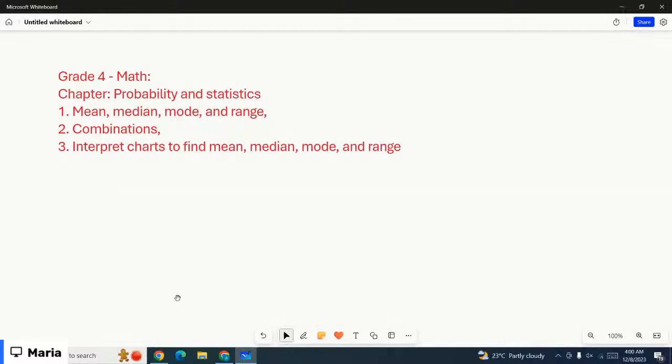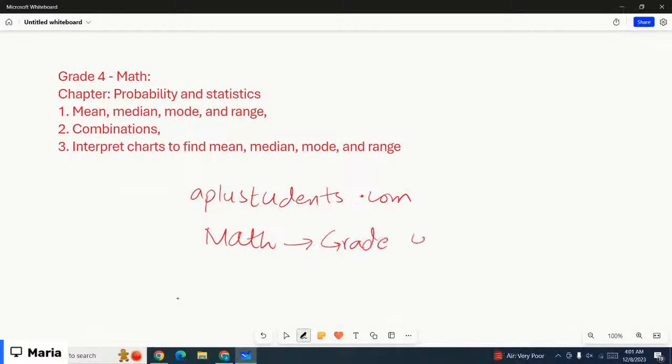We are here for grade 4 math. You can find all the lessons on aplusstudents.com. You have to log in there using your email address, and the password is provided by the administrator. Then you have to select math from the subject tab, scroll down to grade 4, and then click on view all lessons. There you can find a list of the chapters.